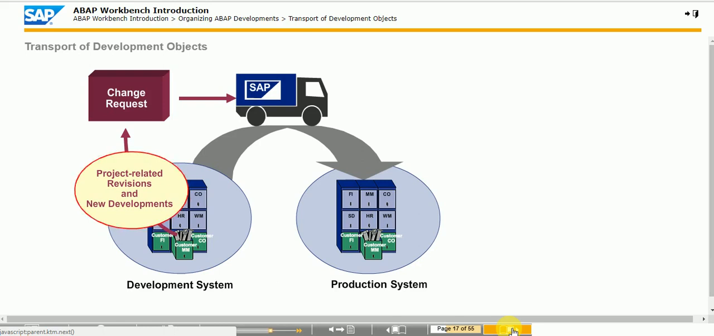When a development object is edited or created, the relevant employee assigns this to the change request. The object is entered into the task of the employee. All repository objects that an employee works on during a development project are collected within the employee's task.